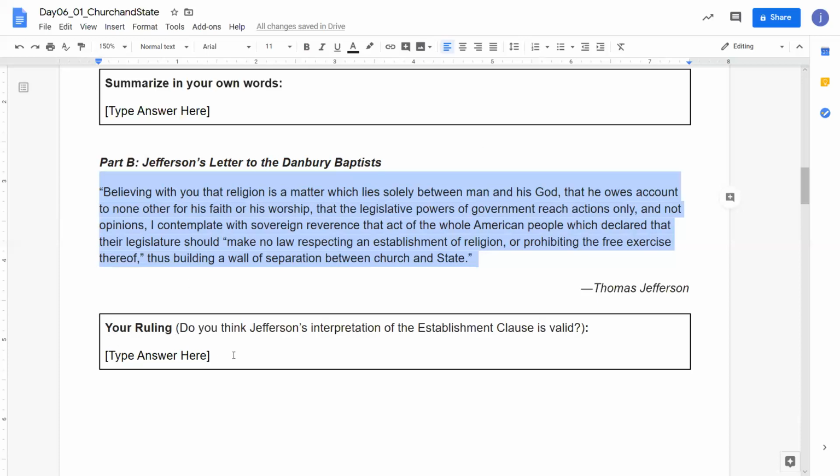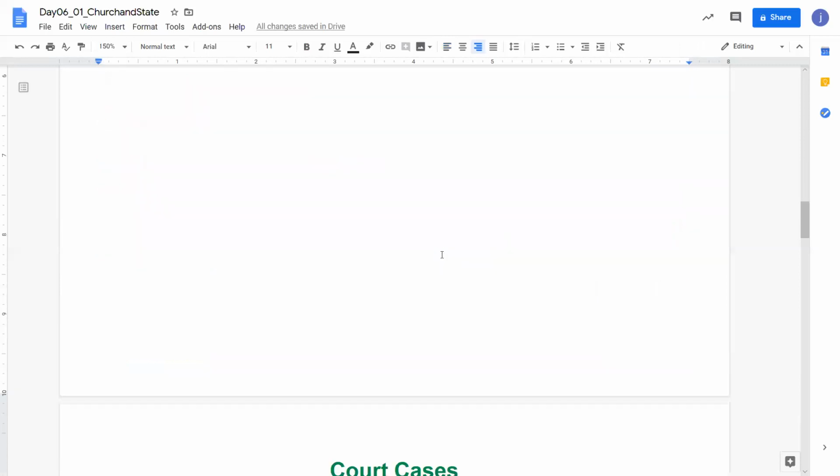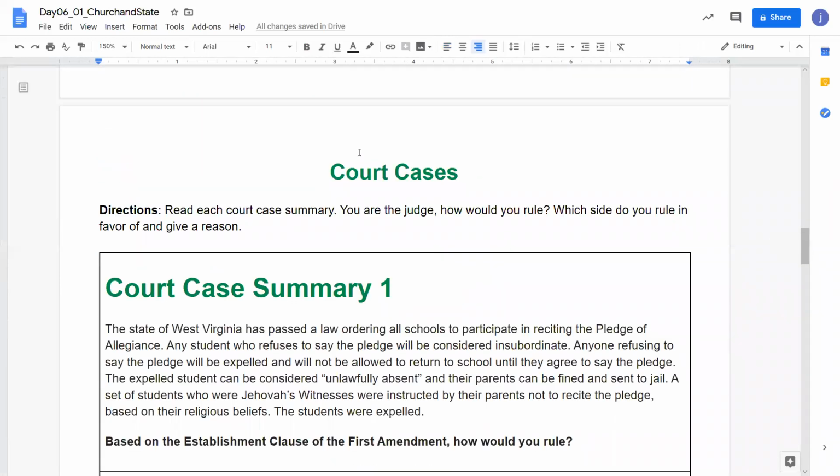So your answer here is your ruling. Pretend that you're a judge. You hear what Thomas Jefferson is saying. He's saying, yes, he wants to build a wall of separation between church and state. And the question here is, do you think Jefferson's interpretation of the Establishment Clause is valid or correct? So go ahead. Do you think it's correct or not correct? Just type your answer there and give a reason why you believe so. We'll go into the court cases in the next video.